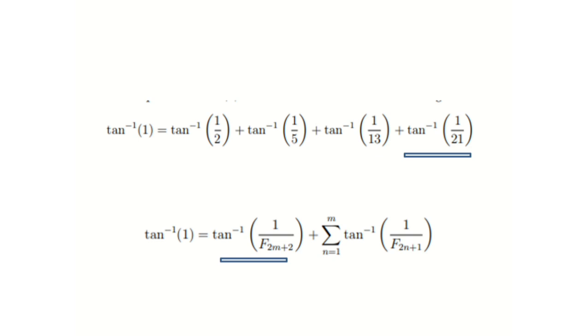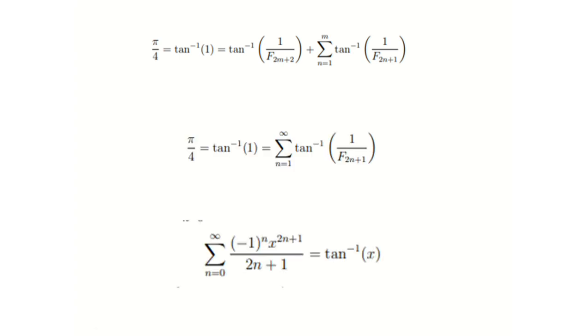And now if I increase my value of m sufficiently, I can ignore that even term. I can write this as tan inverse 1 is equal to the summation from n equals 1 to infinity of tan inverse 1 upon f of 2n plus 1, and we know that tan inverse of 1 is pi by 4. So you will get the formula.